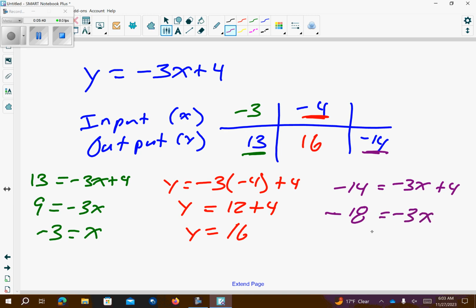Divide both sides by -3. So negative over negative is positive. So that gives me an input of 6.